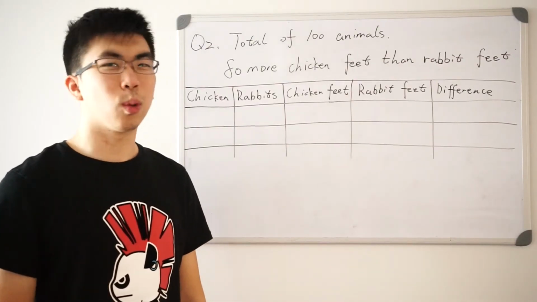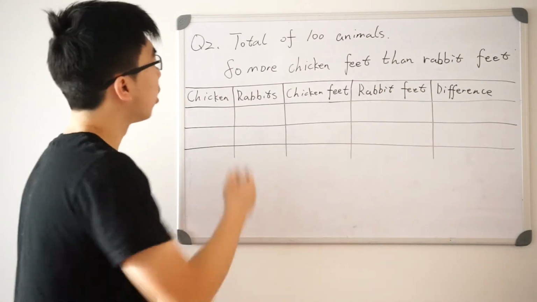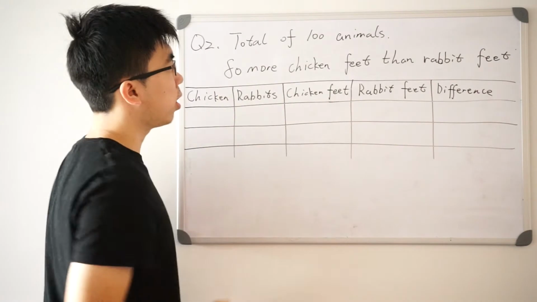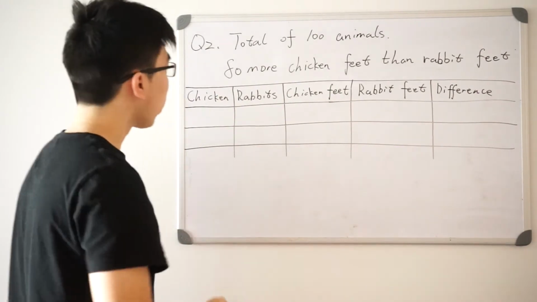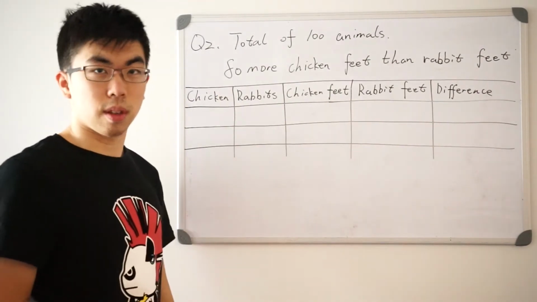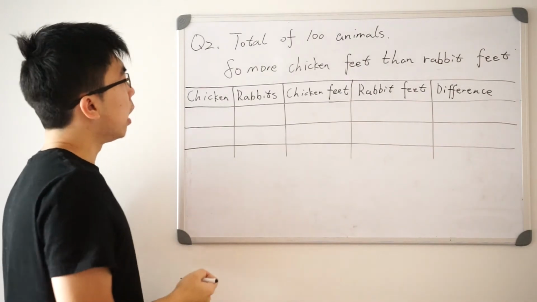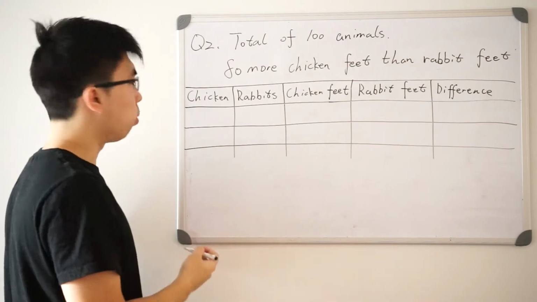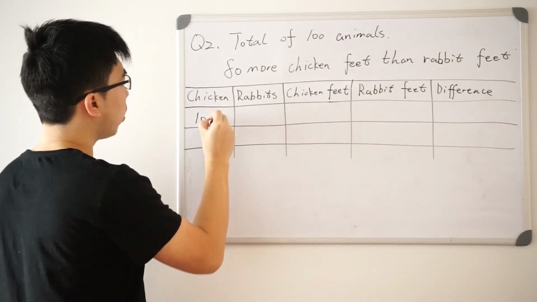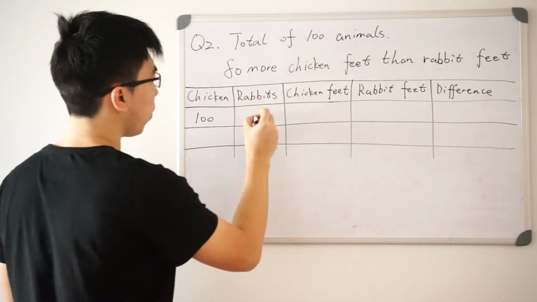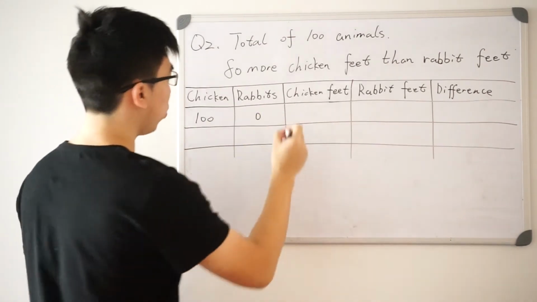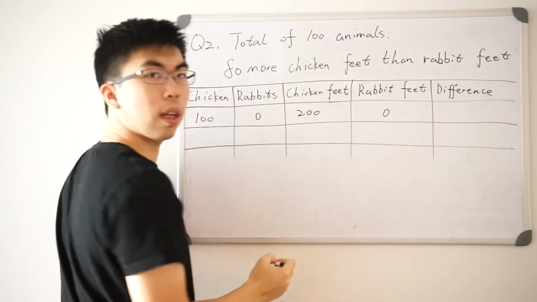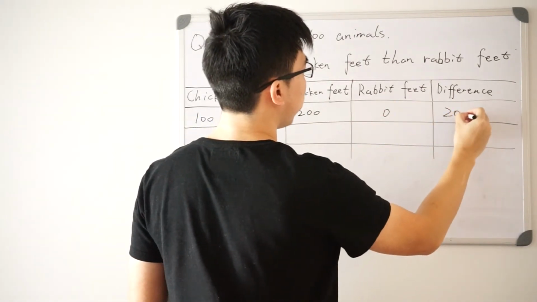Okay, so let's get to question 2. This is a harder one. There's a total number of 100 animals in the cage, and there are 80 more chicken feet than rabbit feet. How many chicken and rabbits are there in the cage? Let's use the same approach that we used in question 1. Let's assume that there are 100 chicken in the cage and 0 rabbits. So there are 200 chicken feet, 0 rabbit feet, and the difference now is 200.